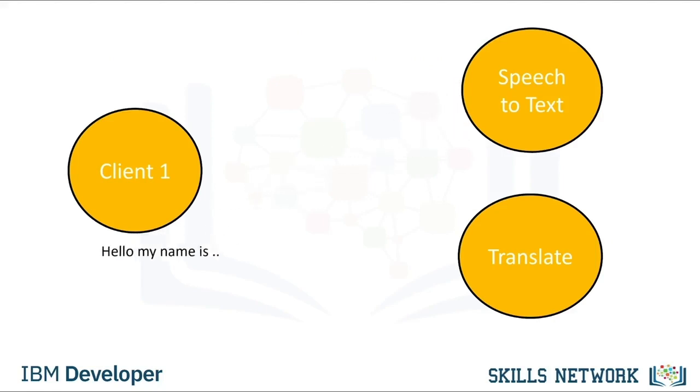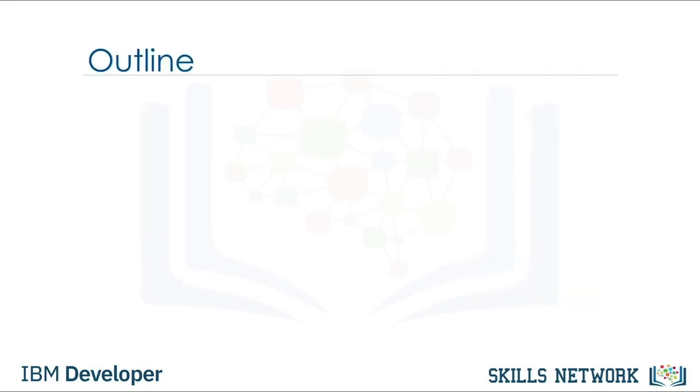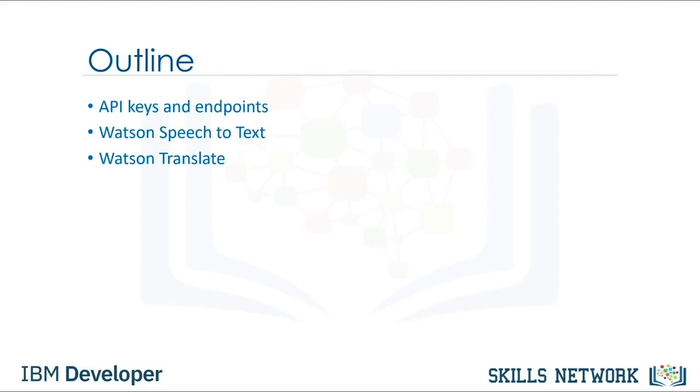Then the API will send the text transcription of what the individual is saying. Under the hood, the API is making a GET request. We then send the text we would like to translate into a second language to a second API. The API will translate the text and send the translation back to you. In this case, we translate English to Spanish. We then provide an overview of API keys and endpoints, Watson Speech-to-Text, and Watson Translate.